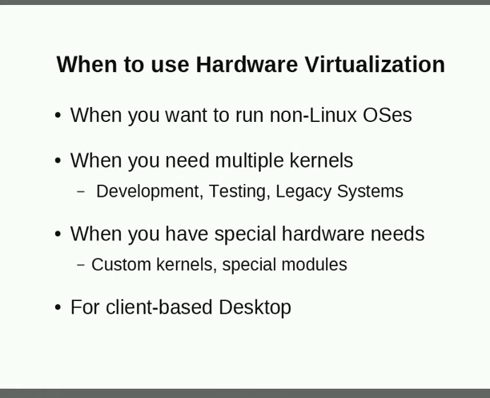Now, most people are familiar with hardware-based virtualization products like VMware, Parallels Desktop, VirtualBox, those and others. And when would you want to use those over OS virtualization? Well, OS virtualization is only for Linux on Linux virtualization. And so if you want to run other operating systems besides Linux, then you have to use the hardware virtualization products. If you have special kernel needs, like if you need to run multiple kernels for development or testing or legacy systems, then hardware virtualization would be right.